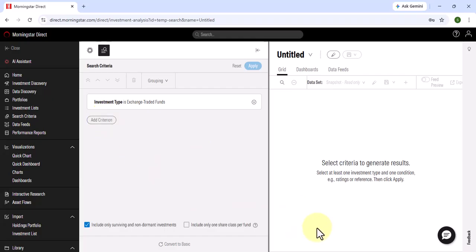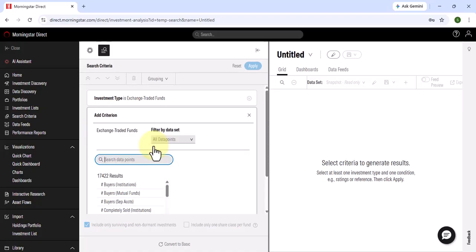And just as a note here, I am in Google Chrome. That's the preferred browser for Morningstar Direct. Some of the buttons don't show up well, and there are problems if you're using a different browser sometimes. So I'd recommend using Google Chrome for this. So I have exchange traded funds. I want my Morningstar category.